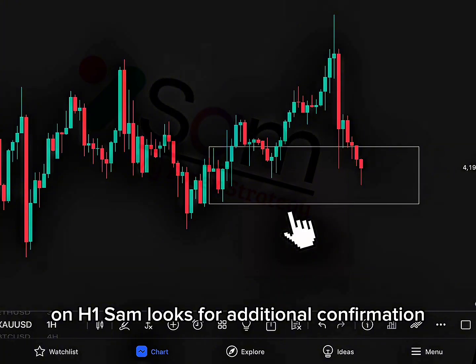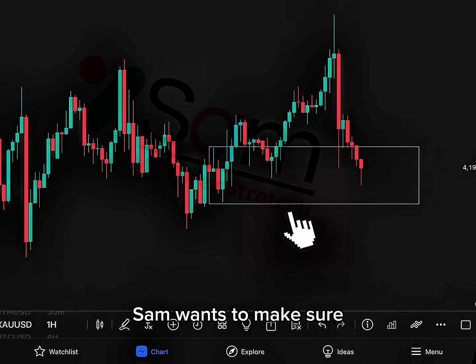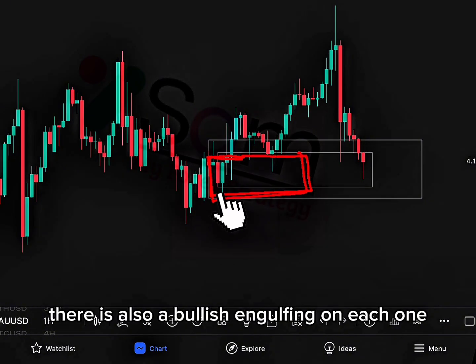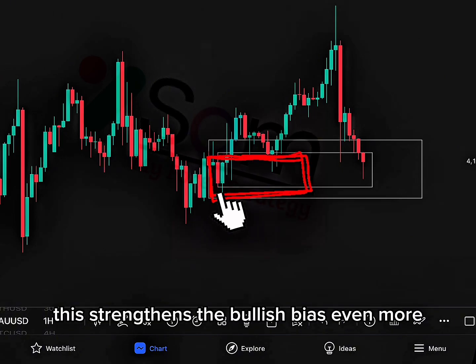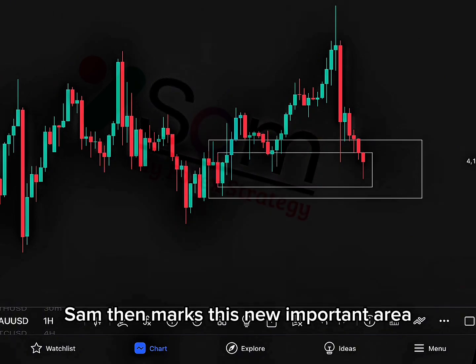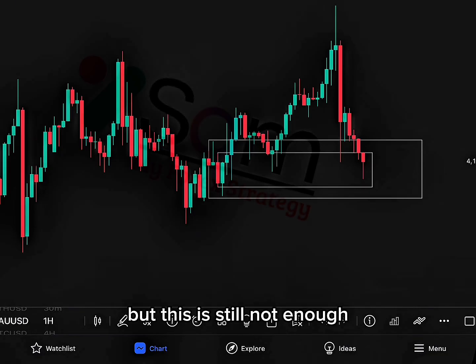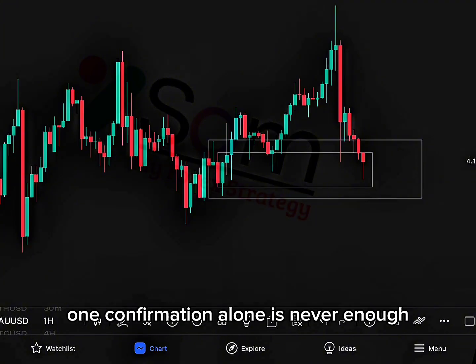On H1, Sam looks for additional confirmation. Sam wants to make sure the market truly wants to move up. And it turns out there is also a bullish engulfing on H1. This strengthens the bullish bias even more. Sam then marks this new important area. But this is still not enough. Sam needs more confluence. One confirmation alone is never enough.